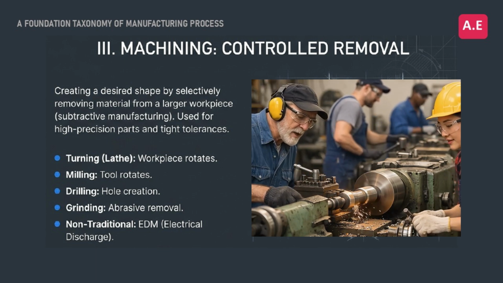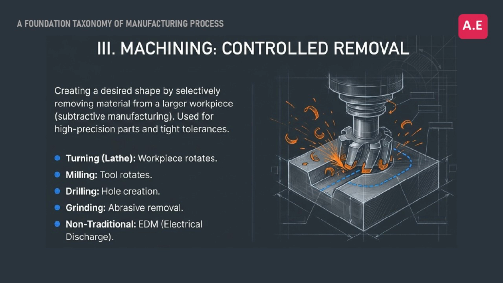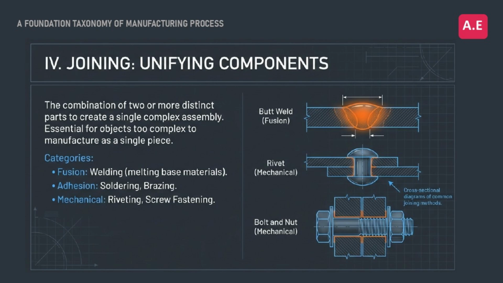But what if your design is too complex to make as one piece? That's where joining comes in. This is the family of processes dedicated to unifying components into a single complex assembly. We can fuse materials together with welding, where we actually melt the base parts together. We can use adhesives with soldering and brazing, or we can use good old-fashioned mechanical force with rivets and screw fastening. Without joining, complex structures like aircraft fuselages or skyscrapers would be impossible to build.